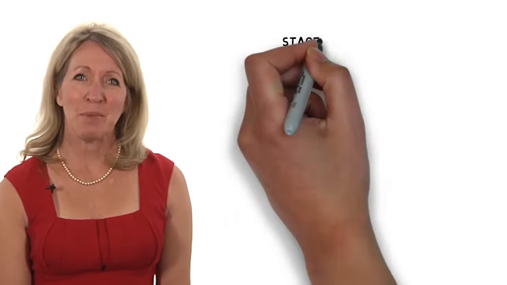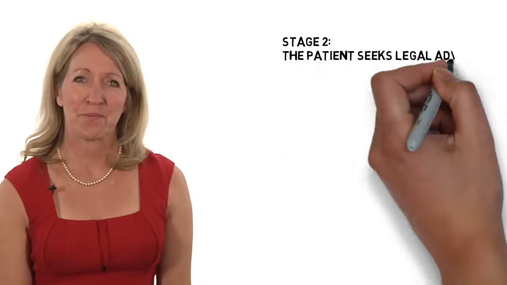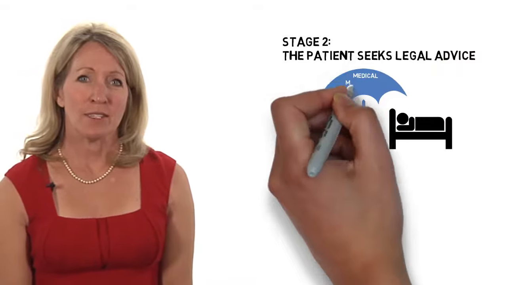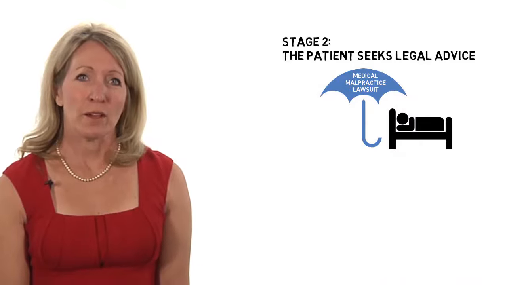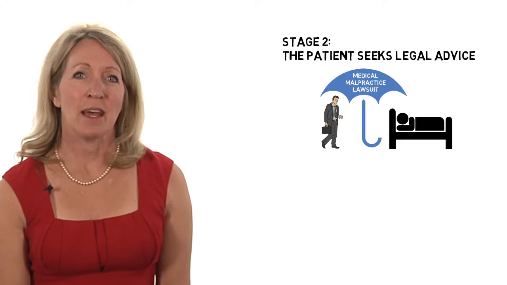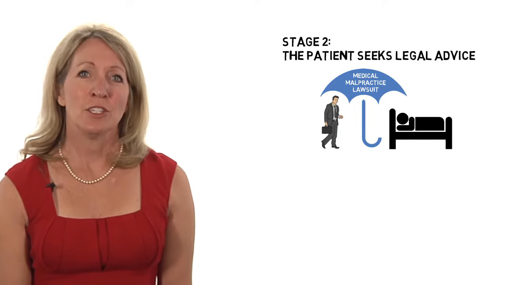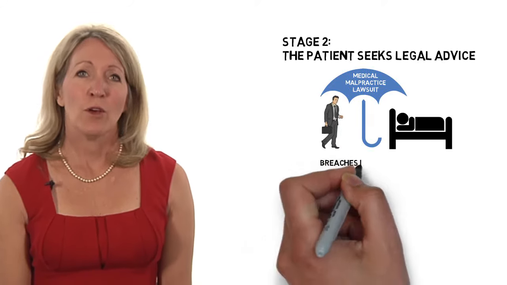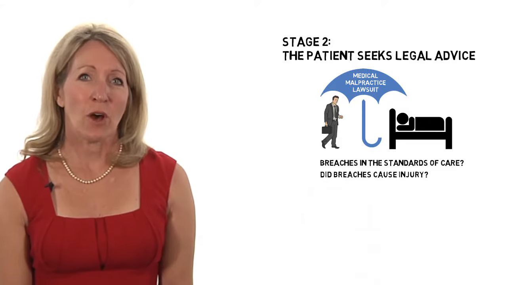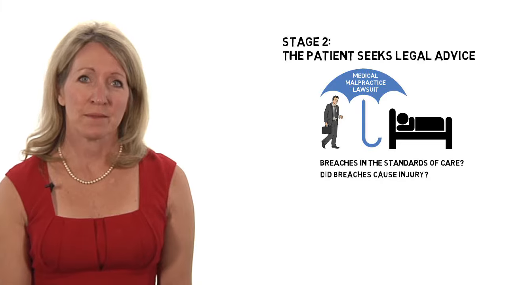Step 2. The patient seeks legal advice. The patient may choose to proceed with a medical malpractice lawsuit and seek the advice of a lawyer. The lawyer will review the case and may seek the opinion of expert nurses and doctors to determine two things. Were there any breaches in the standard of care? And did these breaches cause or contribute to an injury?